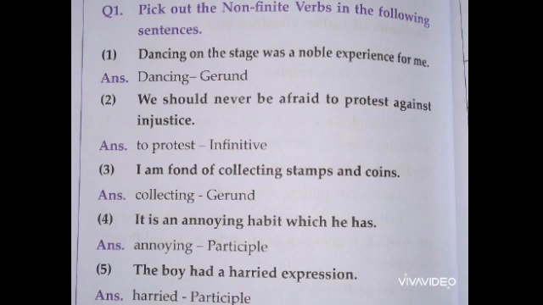Next sentence. It is an annoying habit which he has. What kind of a habit does he have? Annoying habit. So here annoying is the participle. Next sentence. The boy had a harried expression. So here again harried describes the expression. So it is a participle.